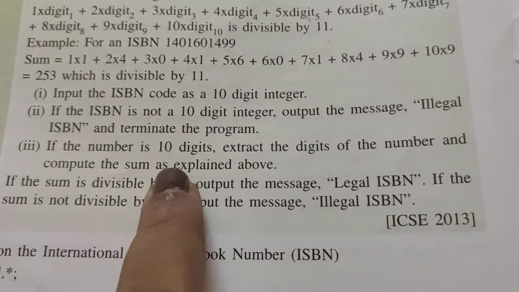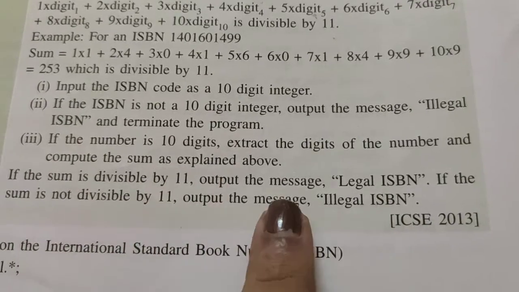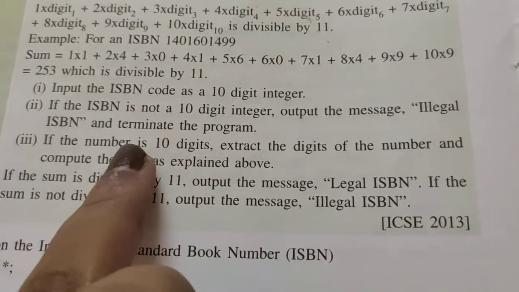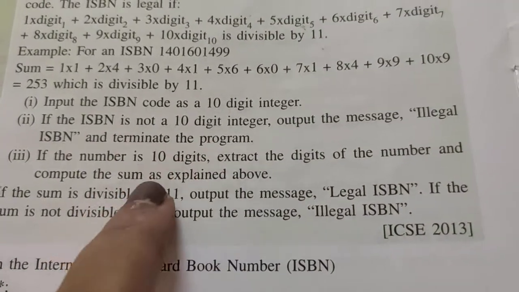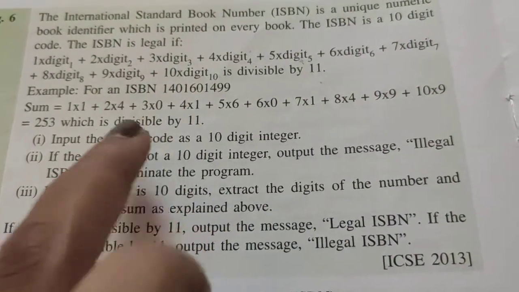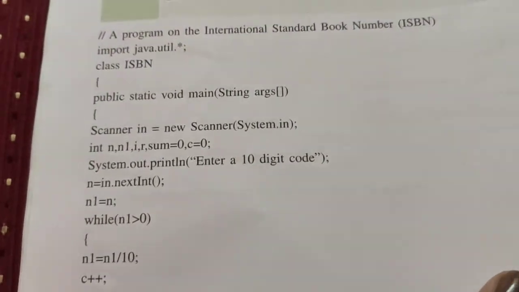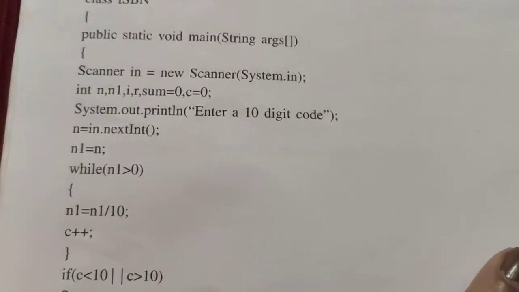Then if the number is 10 digits, extract the digits of the number and compute the sum as explained above. So if it is exactly 10 digits, we have to compute this calculation and say whether it is a legal number or not. Now we will see how to do it in the program.